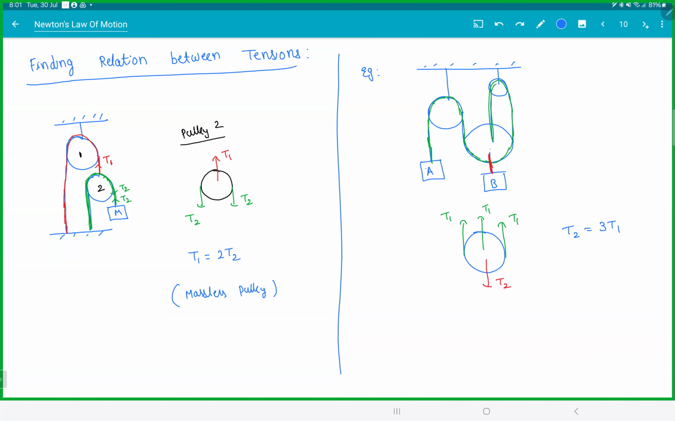Can I turn the page? Clear with this? Any doubts? Anyone not convinced? Please ask. Things should be clear.